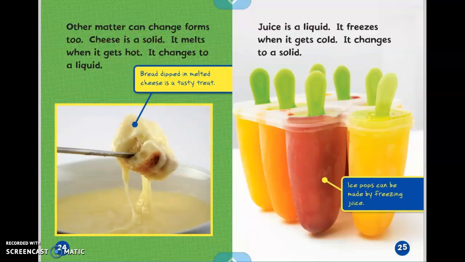Other matter can change forms too. Cheese is a solid. It melts when it gets hot. It changes to a liquid. The caption says, "Bread dipped in melted cheese is a tasty treat." Juice is a liquid. It freezes when it gets cold. It changes to a solid. And it says, "Ice pops can be made by freezing juice."